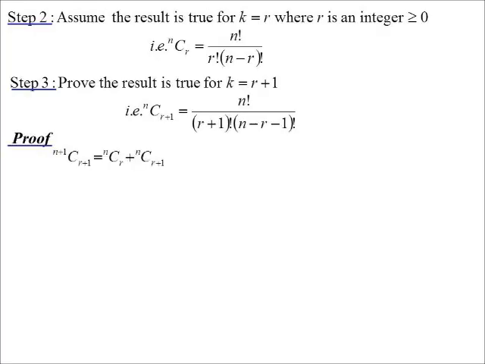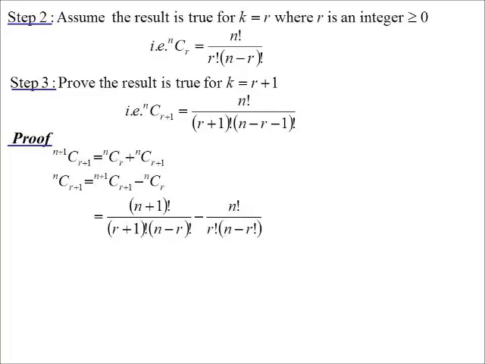Remember, we know this rule. That came from how we create Pascal's triangle. We go to the row above and add the two together. So I know that (n+1)C(r+1) would be nCr plus nC(r+1). Rearranging that, nC(r+1) is (n+1)C(r+1) minus nCr. Well, I'll just substitute in my assumption for nCr: n factorial over r factorial, n minus r factorial.